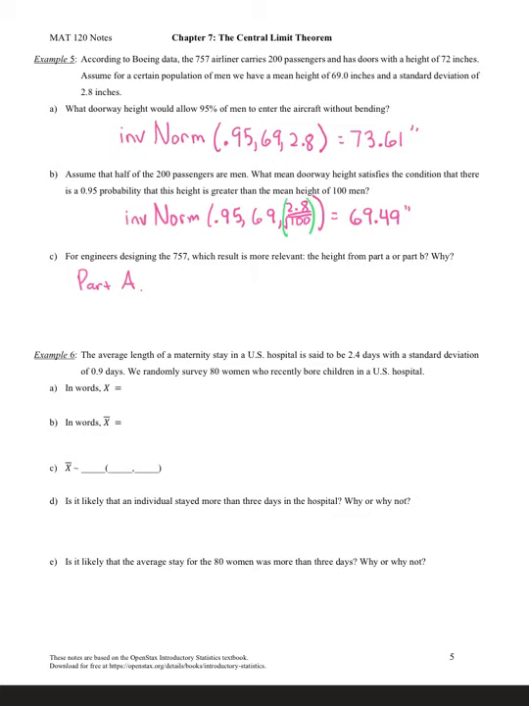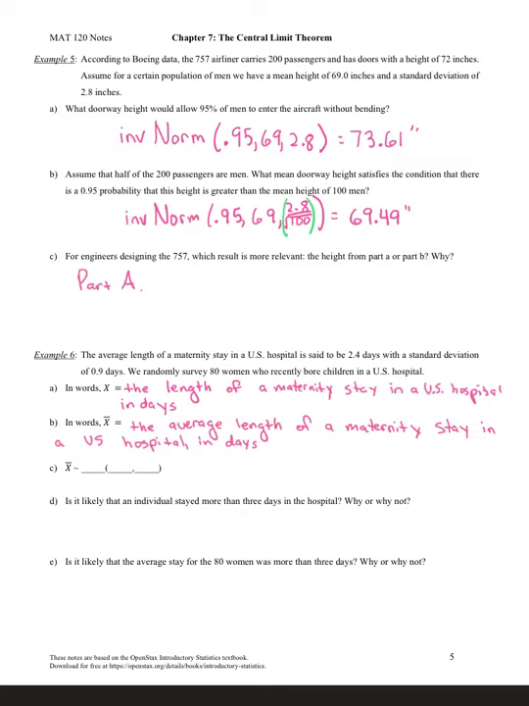Take a moment and pause the video to read example 6, and go ahead and attempt these following problems. In words, our random variable x represents the length of maternity stay in a U.S. hospital in days. Now, what does our average represent? And in this case, it's the average length of a maternity stay in a U.S. hospital in days. Moving on, we can use our notation. This is normal with a mean of 2.4 and a standard deviation.